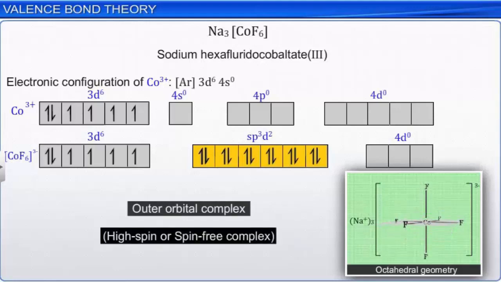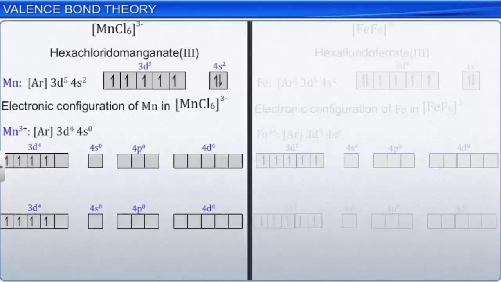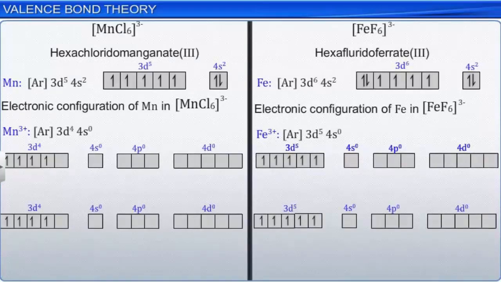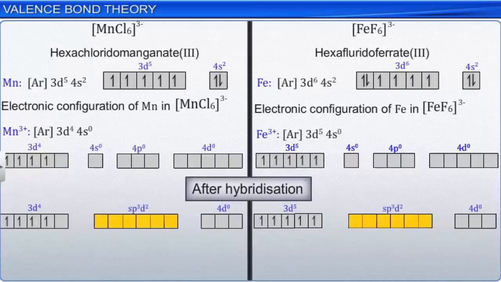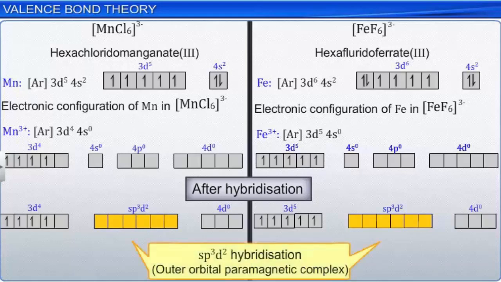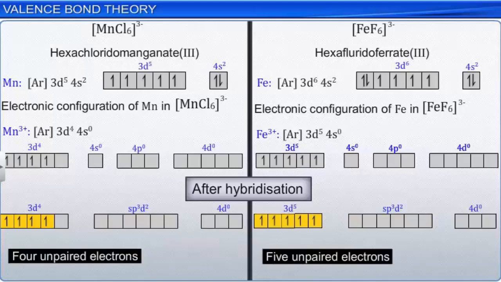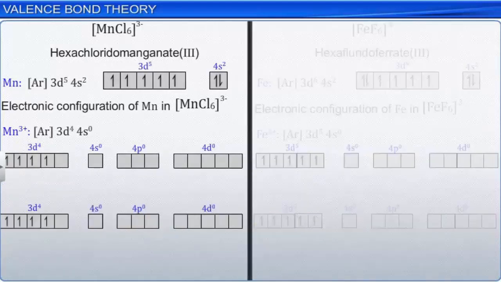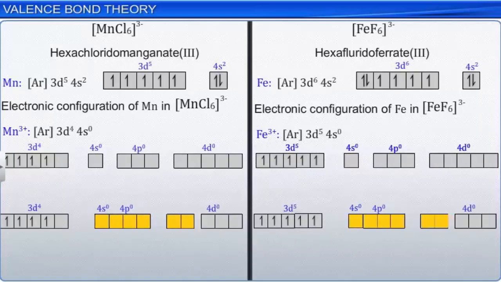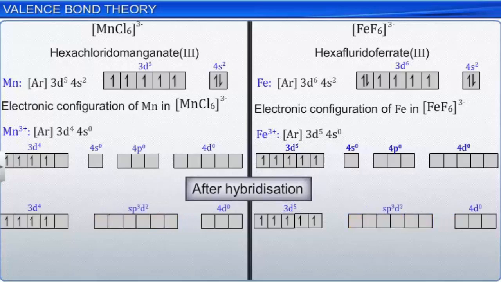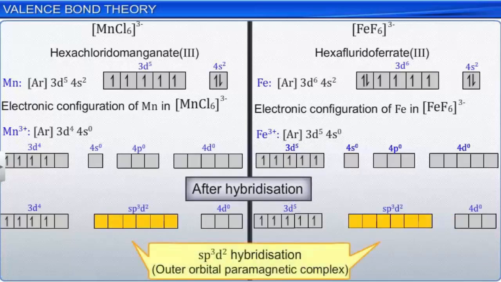Let us study a few more outer orbital complexes. Hexachloridomanganate 3 minus. Manganese in its atomic state has argon 3d5 4s2 configuration. So 3 electrons are lost from the valence shell of the manganese ion. So the electronic configuration is given like this: manganese 3 plus ion has argon 3d4 4s0 configuration.